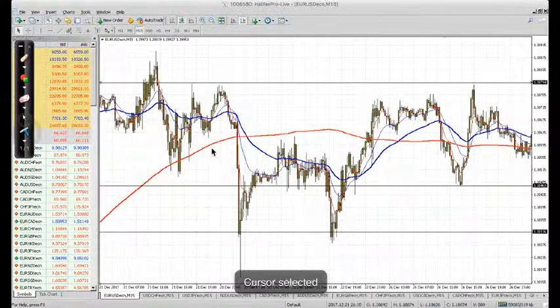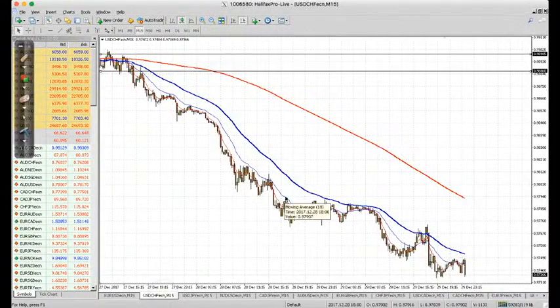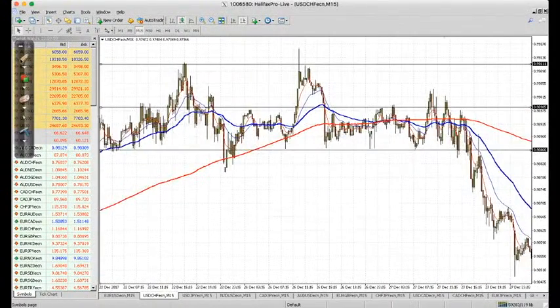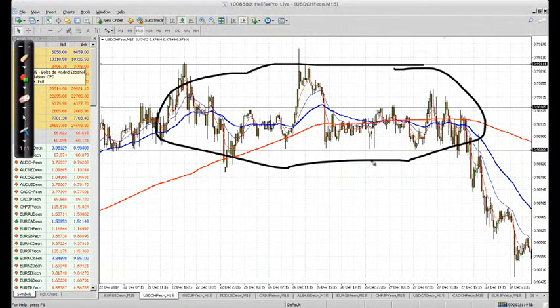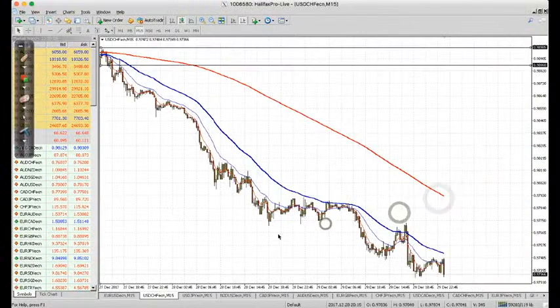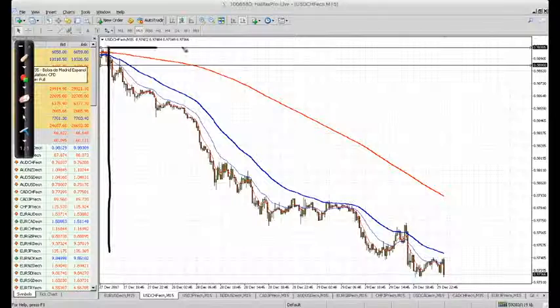So let me show you an example of a very clear downtrend. Let's go to dollar franc, another currency pair. You can see that in this phase over here, it is neither a downtrend nor an uptrend. It's in a sideways pattern. But over here, we are in a very, very nice downtrend phase.